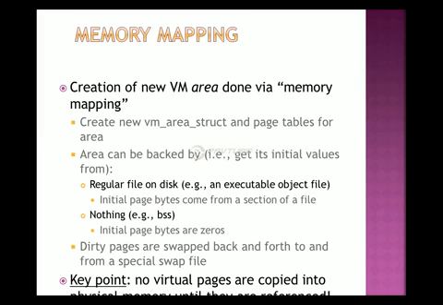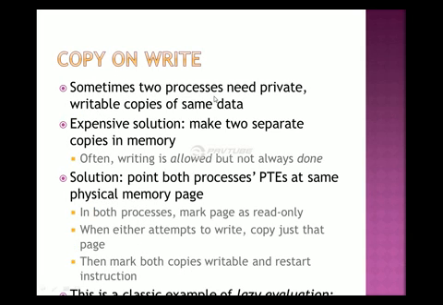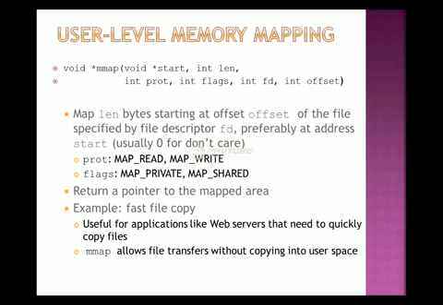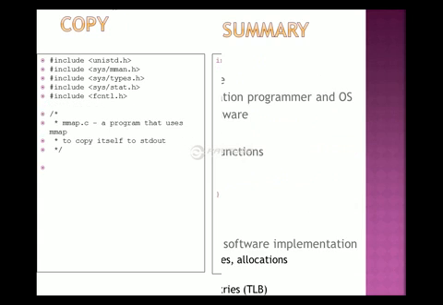Then next we discussed memory mapping, that is how to map the memory: the creation of a new VM area is done by using memory mapping. That is how to create the vm_area_struct; an area can be backed by a regular file, or by nothing, that is the BSS. Then we discussed the copy on write concept, used for private area objects. Then user level memory mapping, how memory mapping is done at the user level.